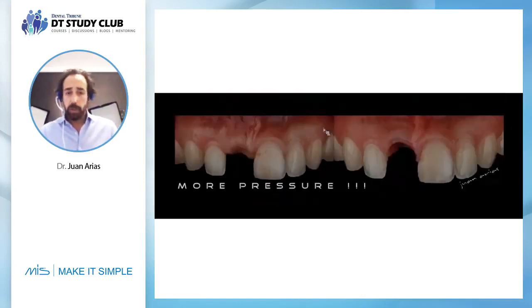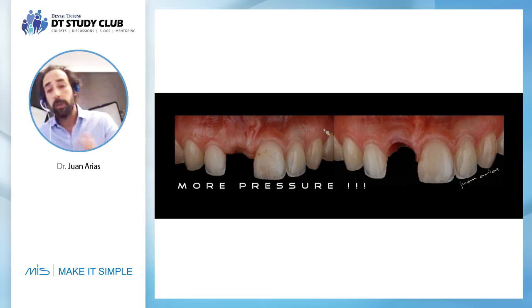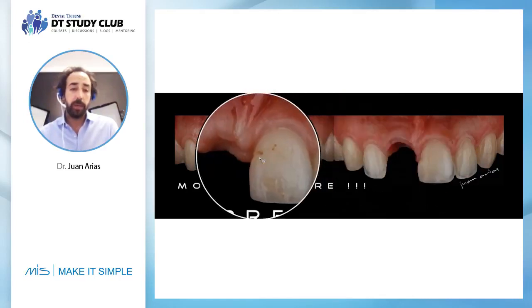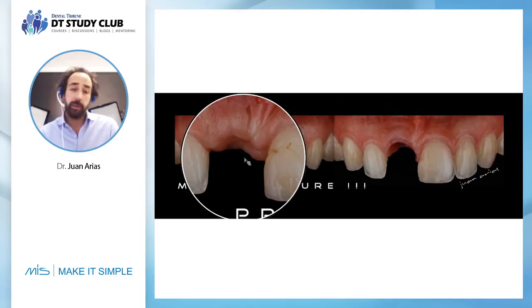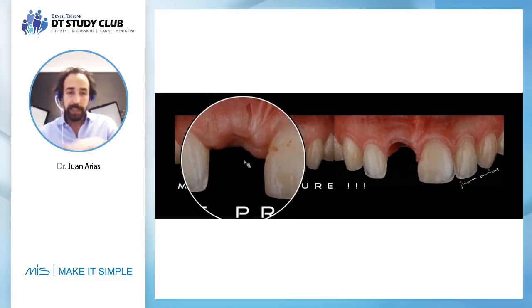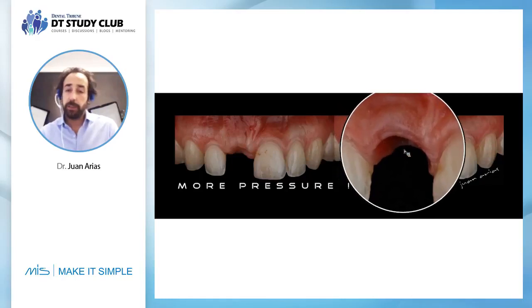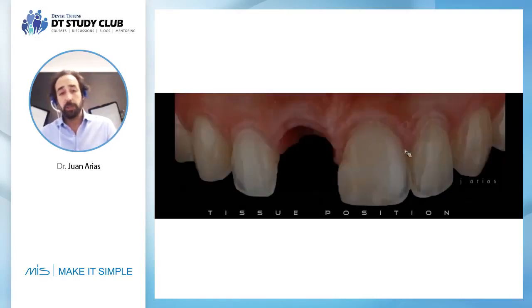Once we finish with that, 2 weeks afterwards, we remove that provisional and copy the emergency profile. With that, we will make the final crown. But see with pressure how we can change and recreate the papilla. Here we had no papilla. We had very straight lines of tissue. And here we've got the gingival festoon that we deserved. It's just because of the pressure.